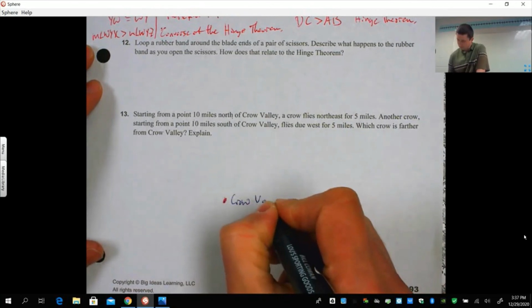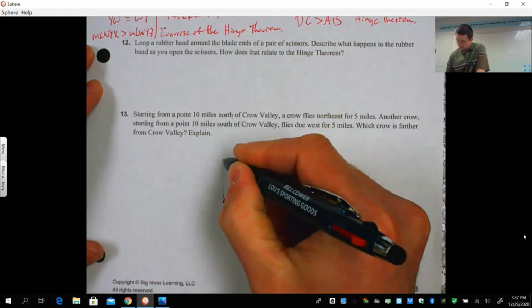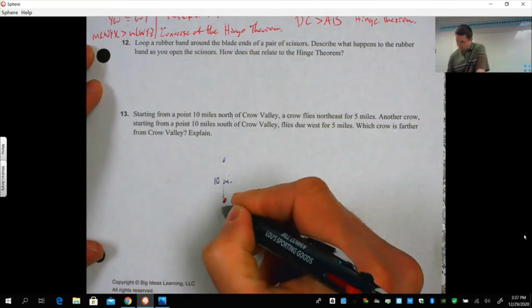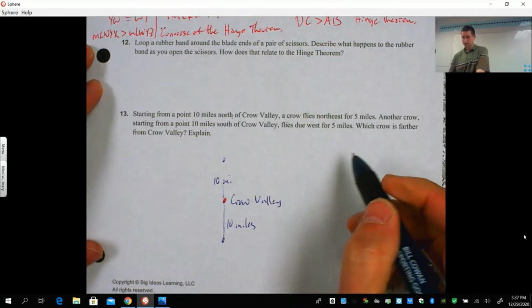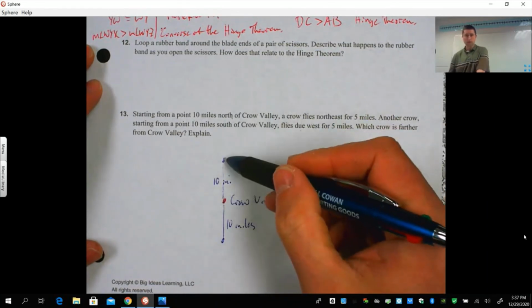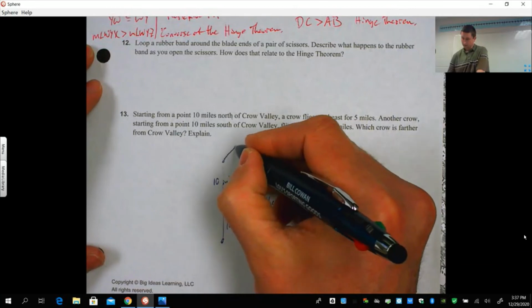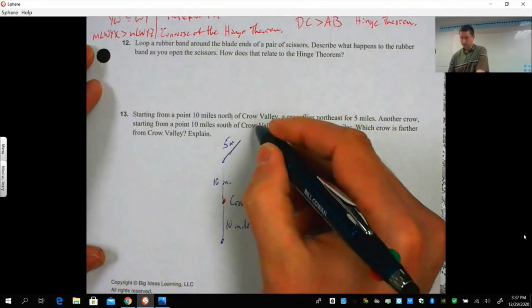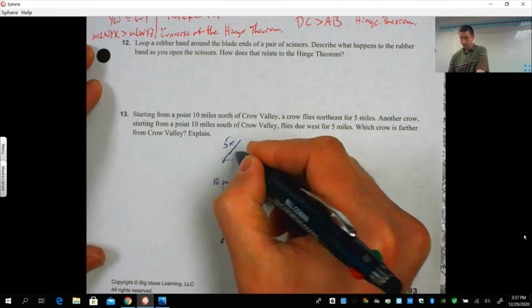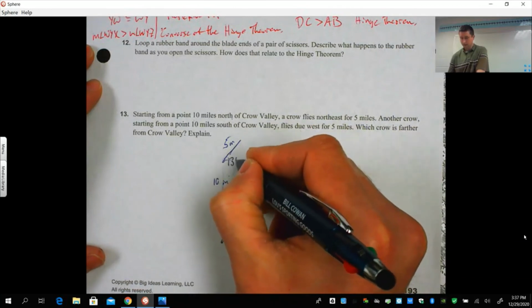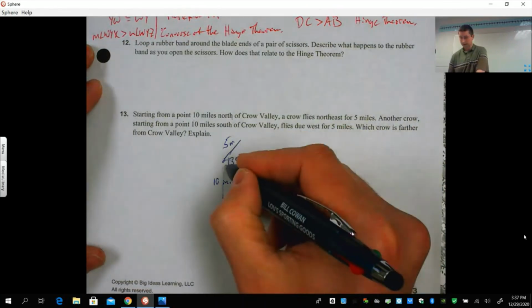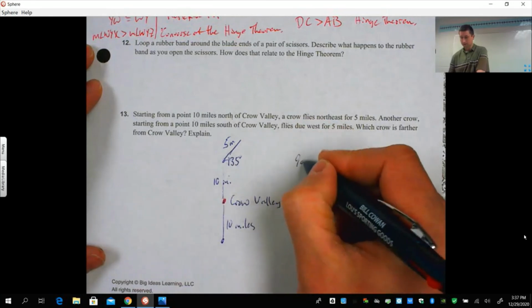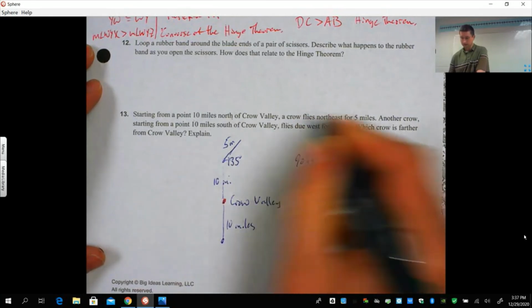So here is going to be good old Crow Valley. And we have a point 10 miles north and 10 miles south. So 10 miles going north, he's going to fly for 5 miles northeast. So this angle right here, if it's going northeast, is going to be 135 degrees, because we have the 90-degree angle plus 45. So 90 plus 45 is 135.